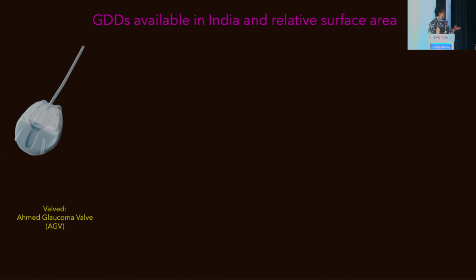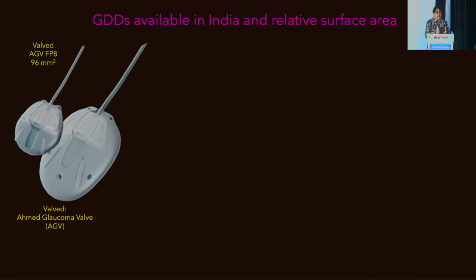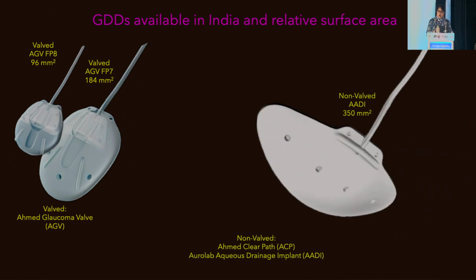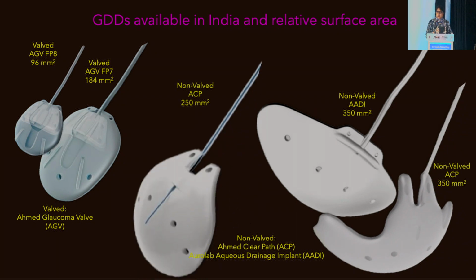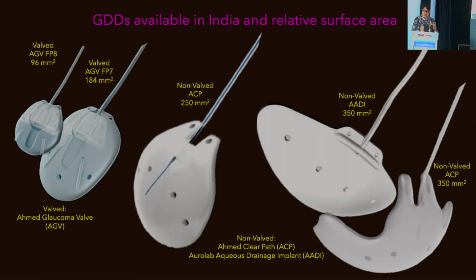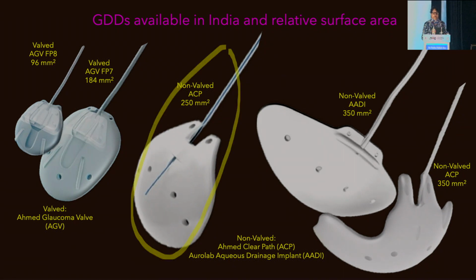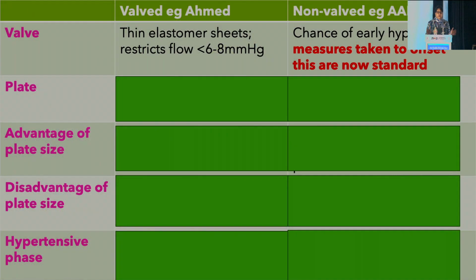So let's dive into this straight away. GDDs that are available in India and their relative surface area. As you can see, the valved ones are the smaller ones: Ahmed glaucoma valve, FP8 and FP7. On the other hand, you have the non-valved ADI and the Ahmed ClearPath 350, and somewhere in between, the non-valved Ahmed ClearPath 250. What is the relative difference between the two?